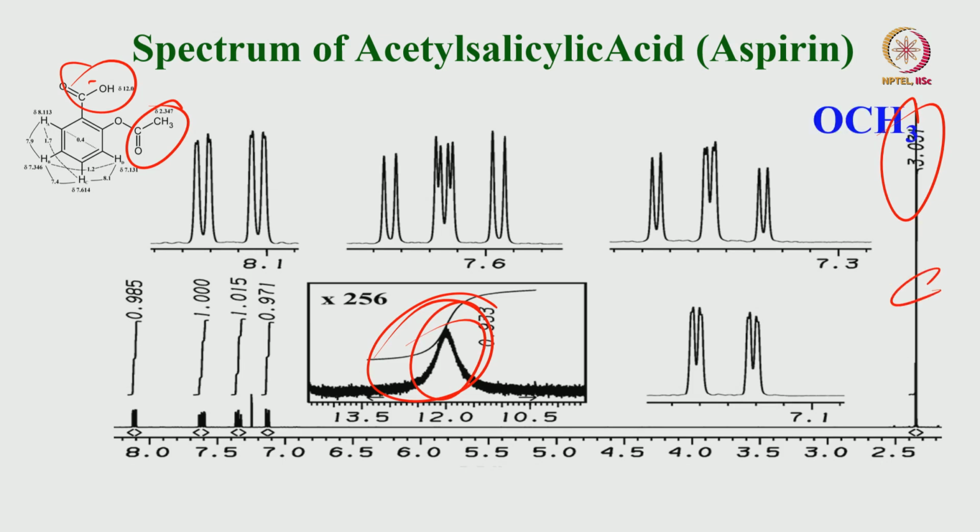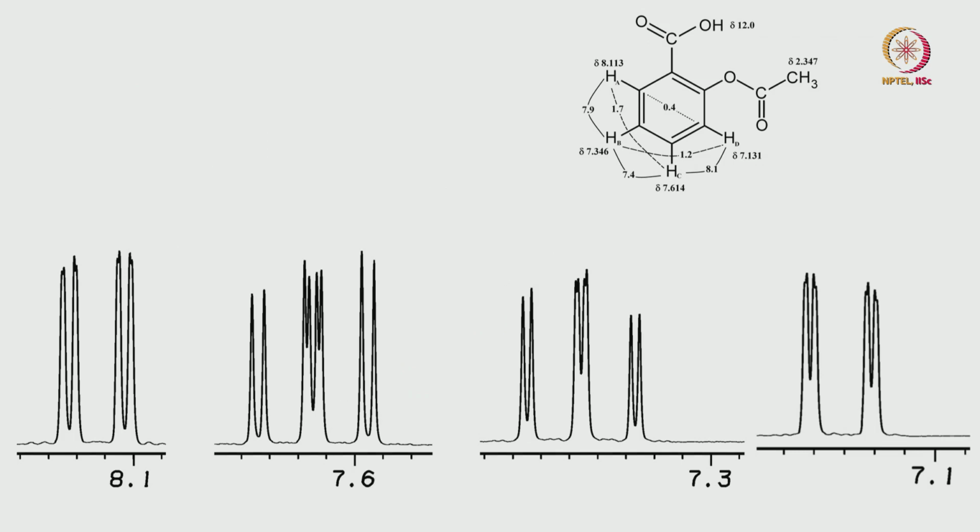Then you have to assign only the remaining protons. The remaining 4 protons are mentioned here. What was our assumption based on the chemical shift?